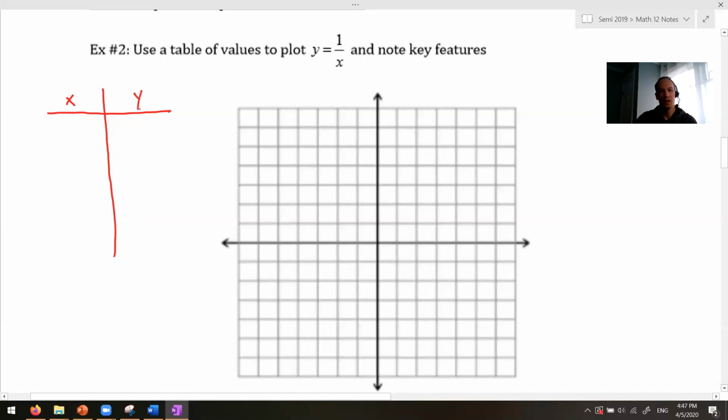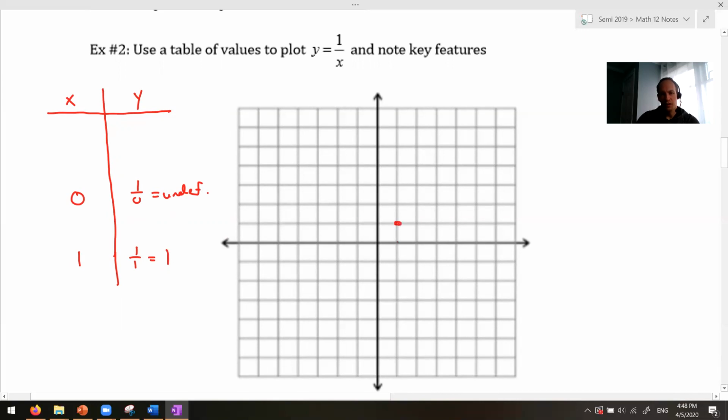If x is equal to 0, what is y equal to? We go 1 over 0, and as you know, that is undefined. We cannot plot a point when x is equal to 0. We can do some things, though. We can plot x is equal to 1. I'm leaving a little space here because I'm going to want some other values. When x is 1, y is 1 divided by 1, which is 1. So we can actually go ahead and plot that.